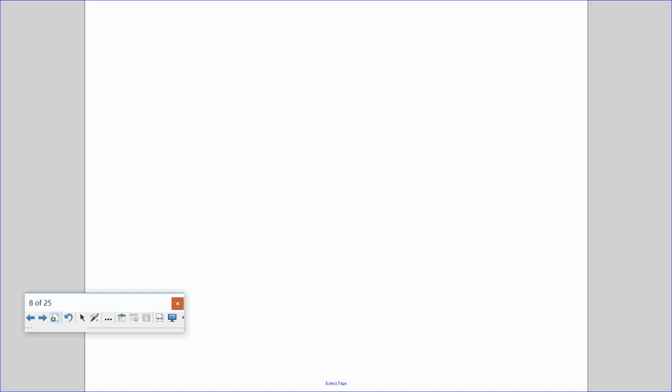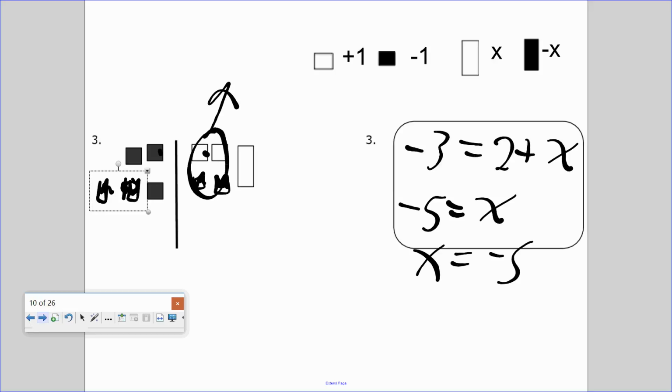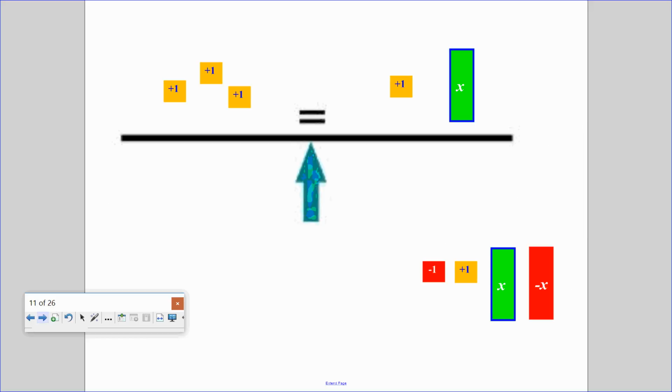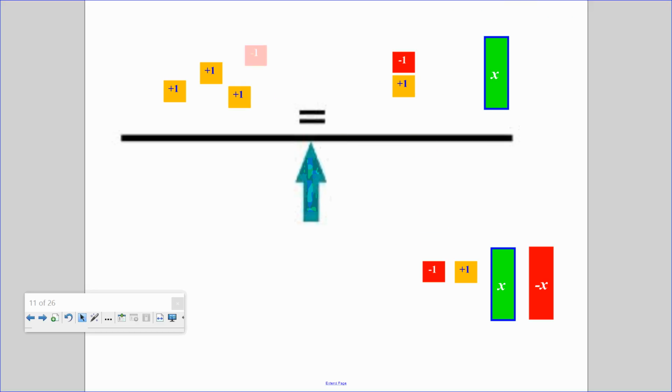Let's check our work. Negative 3 equals 2 plus negative 5. Is 2 plus negative 5 equal to negative 3? Check mark. It is. Our next example, we have 3 equals 1 plus an x. How do I isolate this x? I need to do the inverse of plus 1, so it's minus 1. Balance it with the other side. This cancels, this cancels. So x equals 2.